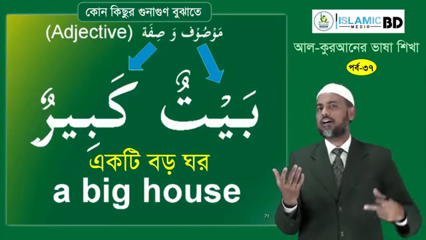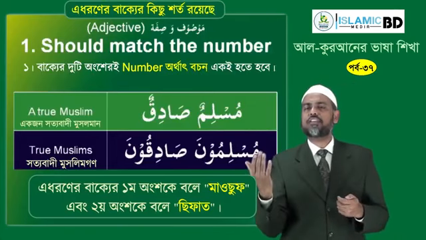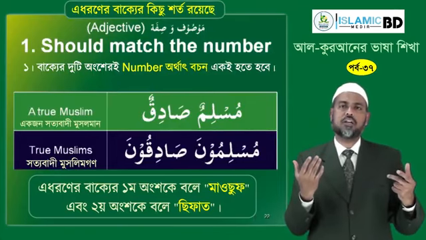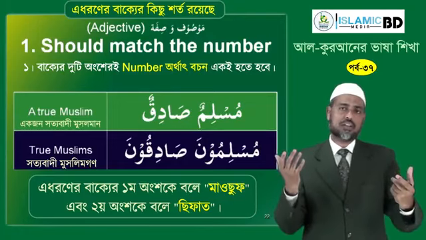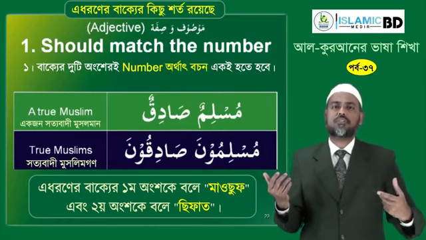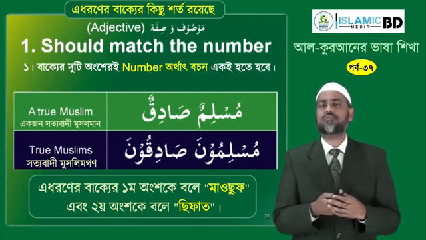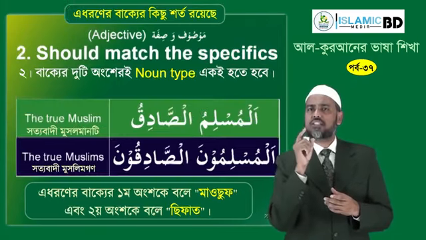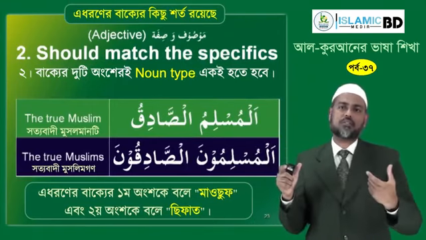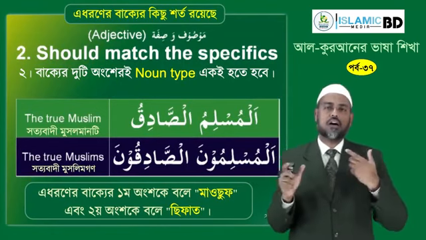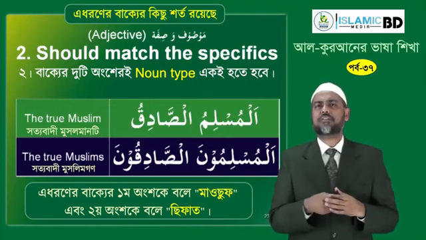has to match in 4 areas. First of all, it should match the number. So if you say Muslimun Sadiqun, a true Muslim, then if Muslim is singular, then you have to have singular Sadiq. But if you say Muslimuna, then you have to have plural adjective, Sadiquna, plural sifa. Or it should match the specifics also, like if you have al there, al muslimu, then you have to have as-sadiqu, or al muslimuna, as-sadiquna. So it should match the specifics, whether it is general or specific.